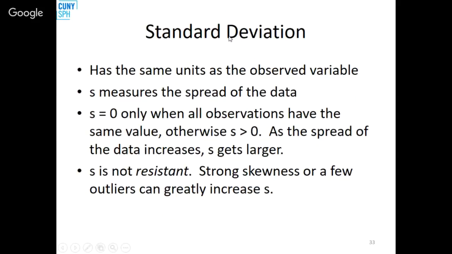Some things to know about the standard deviation. That's the square root of the variance. It has the same units as the observed variable. So if height's in inches, the standard deviation is also in inches. It's a measure of the spread that is always positive. It's only 0 when every single observation has the same value. As soon as you have any difference in your values, then your standard deviation will be greater than 0. The more difference you have between them, the bigger S gets.